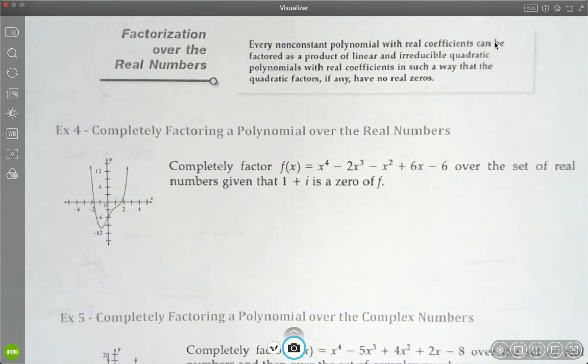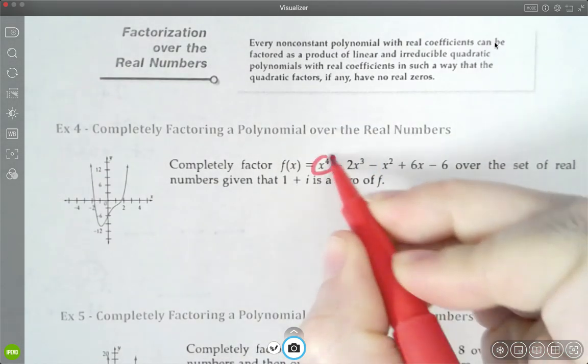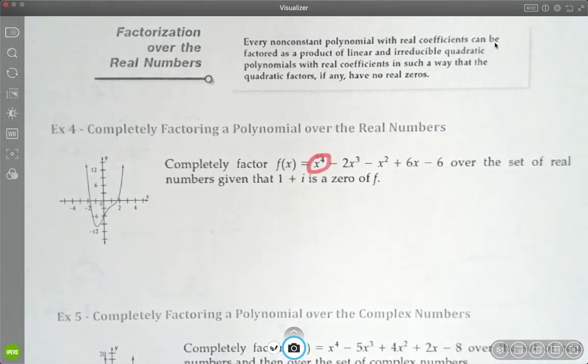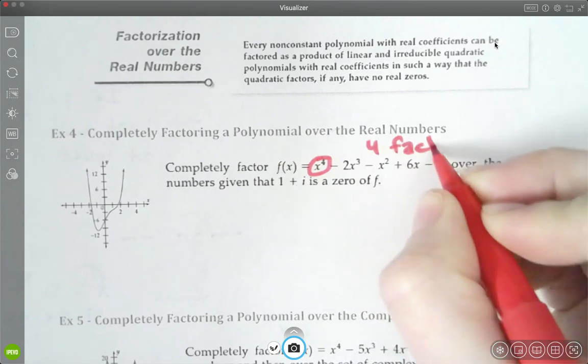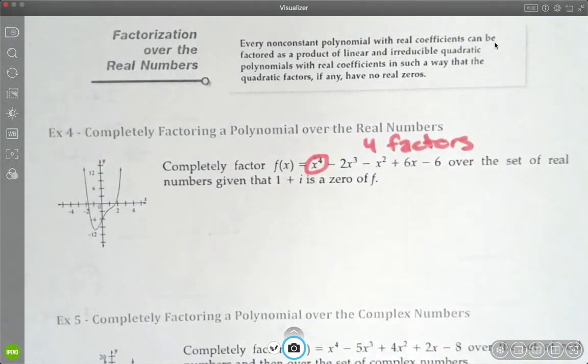Here's the deal with example 4. It says completely factor this function. This is a 4th degree function. I'm going to circle him, which means we should have 4 zeros. You should have 4 factors. He has 4 factors, okay? Now, here's the deal. Listen.